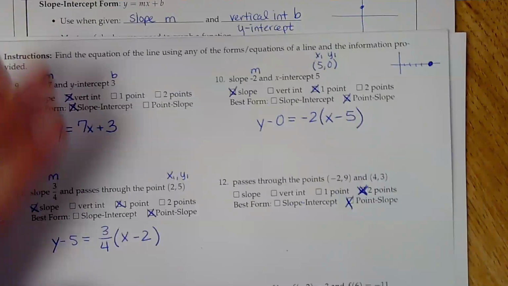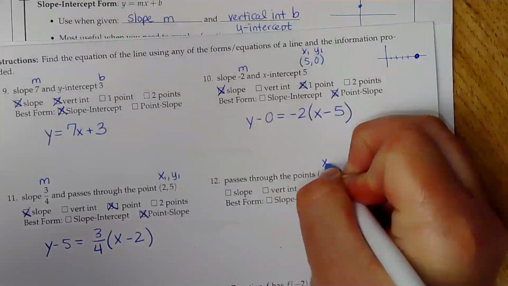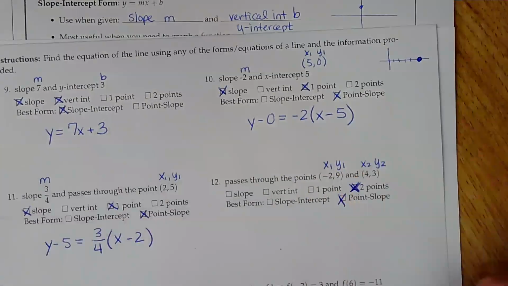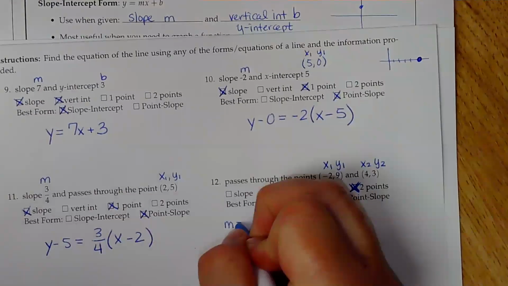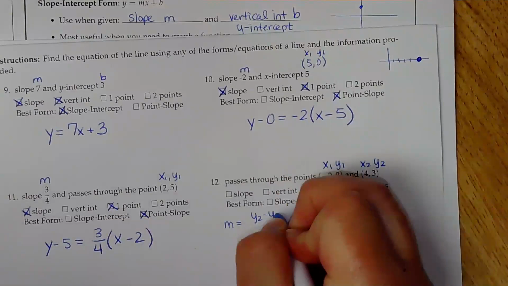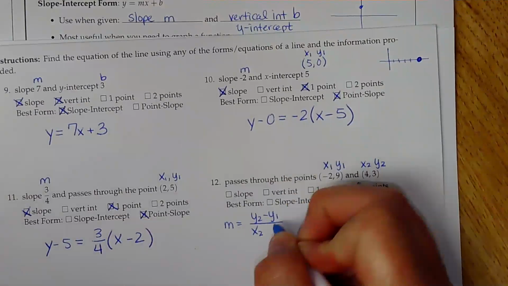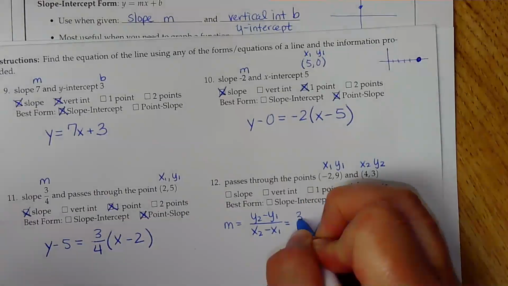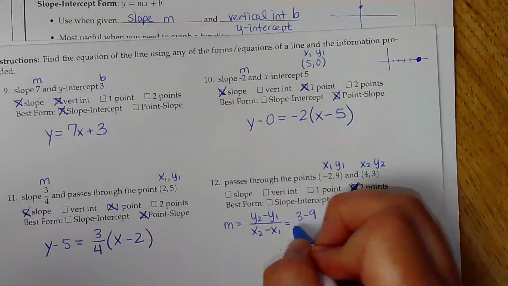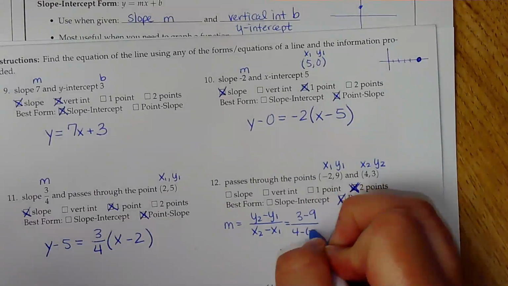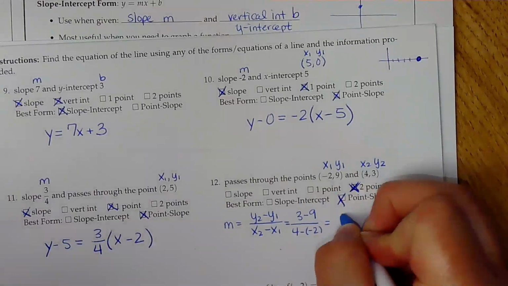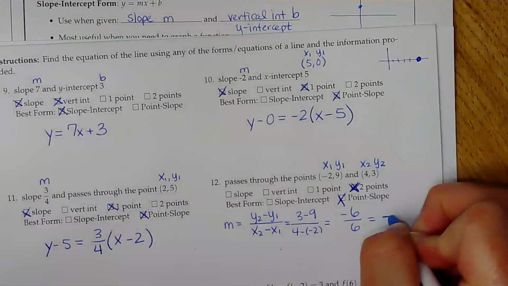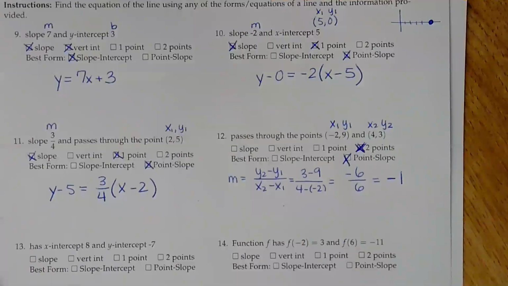So our slope uses x1, y1, x2, and y2. So I'm going to label those just so I don't make a mistake here. It's easy to do. So m is y2 minus y1 over x2 minus x1. So I get 3 minus 9 over 4 minus -2. So 3 minus 9 is -6. And that's 4 plus 2, so that's a +6. And I get a slope of -1.